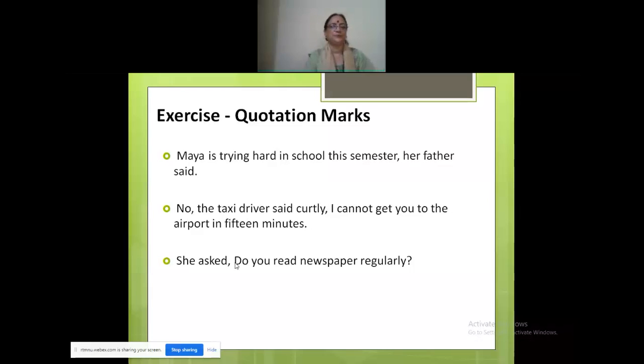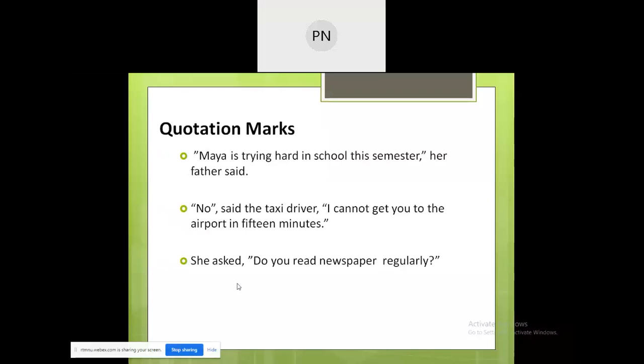Then after ask two. Before two will come, ma'am, start. Before who will come the question mark, and regularly, after the question mark will come. After question mark, right? These are the answers. Okay, so quotation marks.